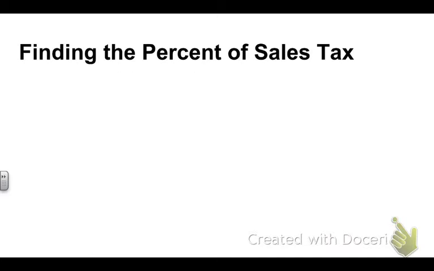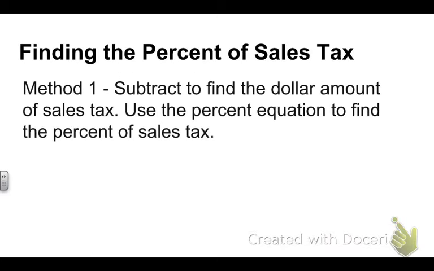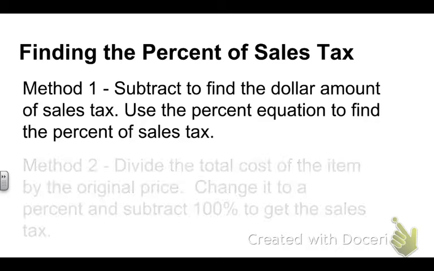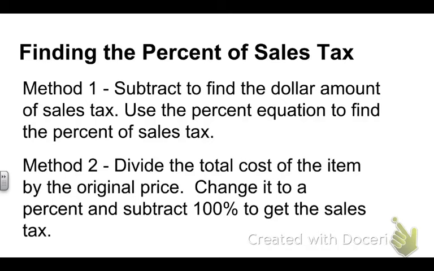All right, so then finding the percent of sales tax, again, two methods. First method, you could subtract to find the dollar amount of sales tax and use the percent equation to find the percent of sales tax. That's usually what people do. Or we could do method number two and divide the total cost of the item by the original price, change it to a percent, and subtract 100% to get the sales tax. It's a little wordy, but let's just try each method and see what you like.